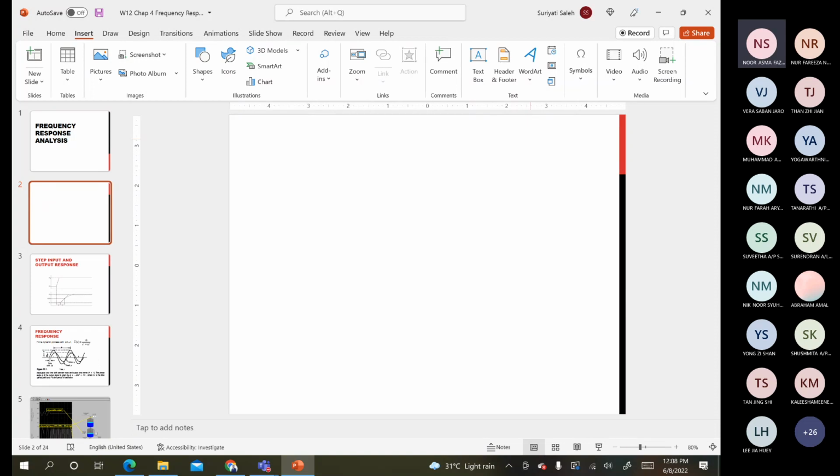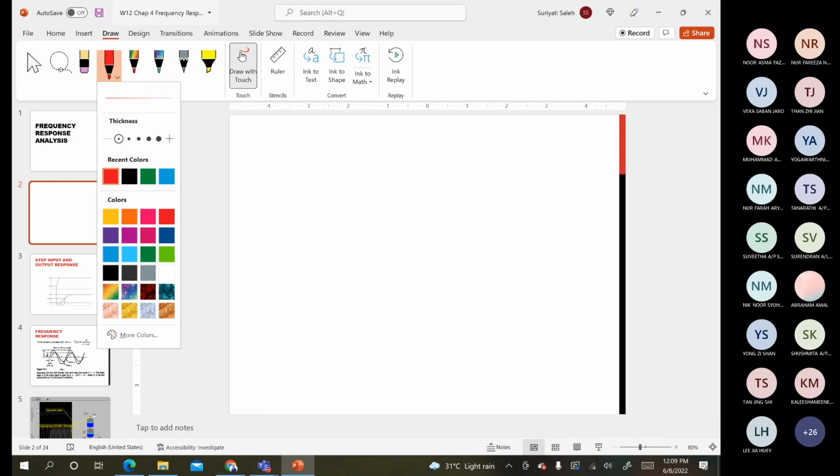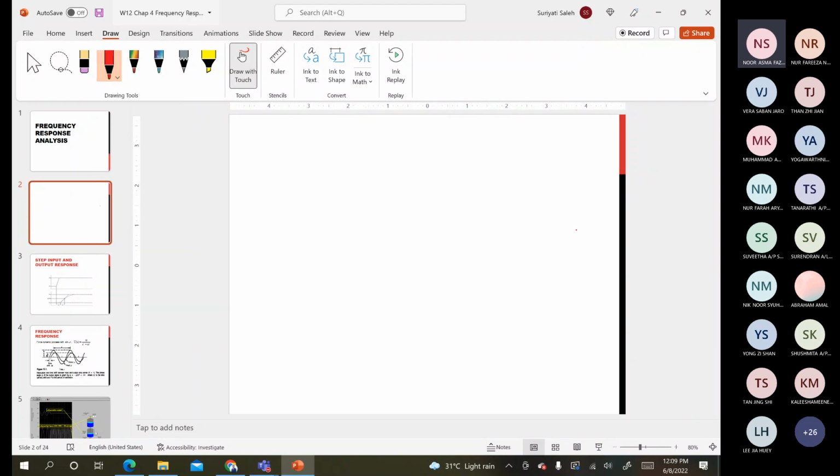In overall, we start with the what we call it open loop analysis, where in the open loop analysis we already covered the part of the balance.